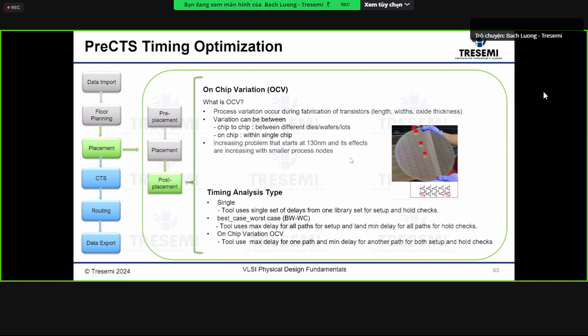That's between one chip and another, but it can happen within a single die also, and this is more of a problem, starting at 100 nanometers and below. When we model OCV, the way we do it in the tool is to model these as derating factors. For timing analysis, for our purpose, I mentioned there's single mode.